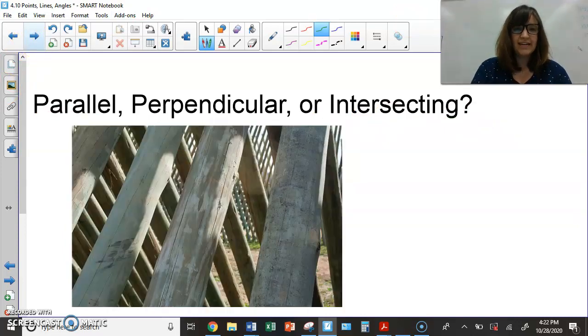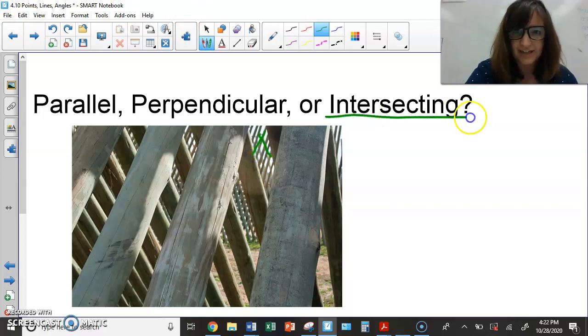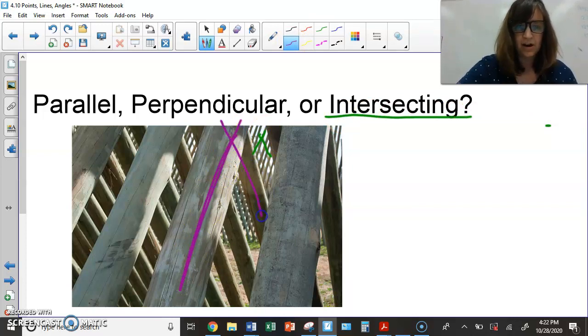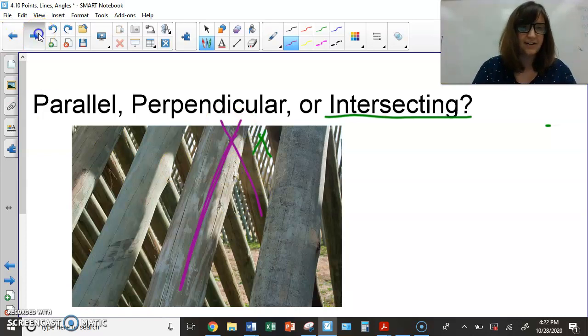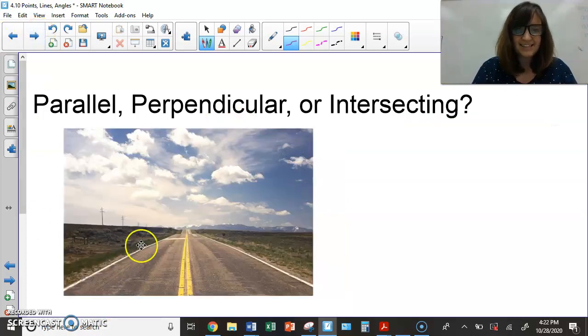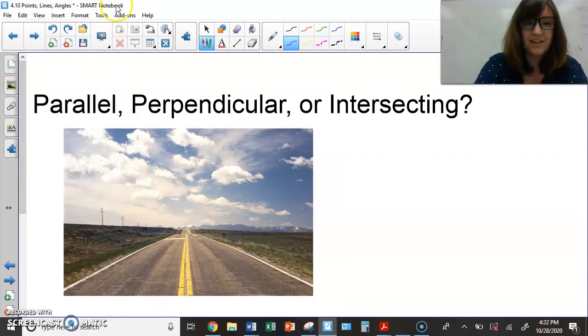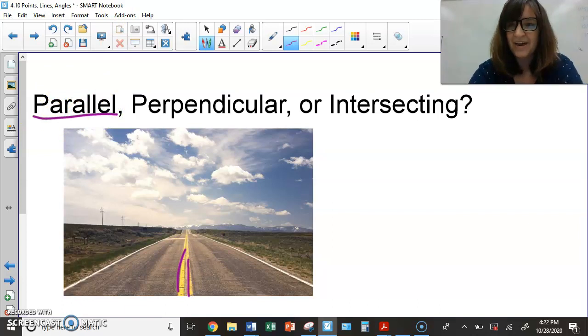All right, right here, it looks like this is a structure, and in the back of the picture, you can kind of tell where they're crossing and intersecting, okay? But these large beams at the top are coming to a point at the top, so they're intersecting right there. Okay, this is a common example of parallel lines, these yellow lines in the middle of the road, where they never ever cross, okay?